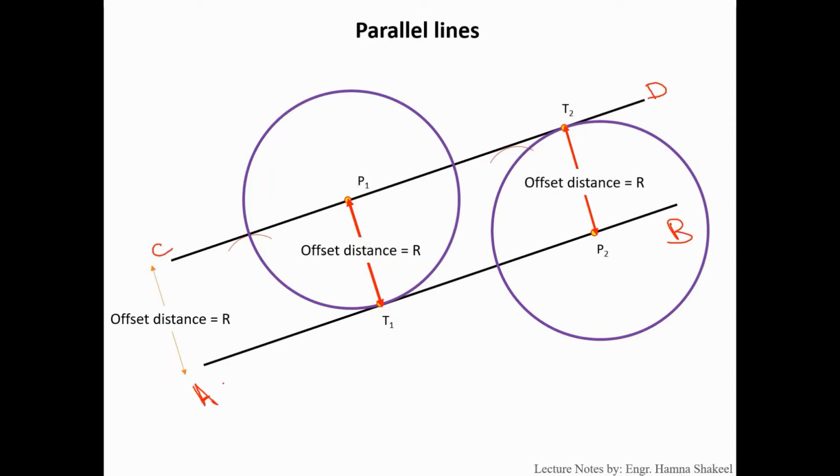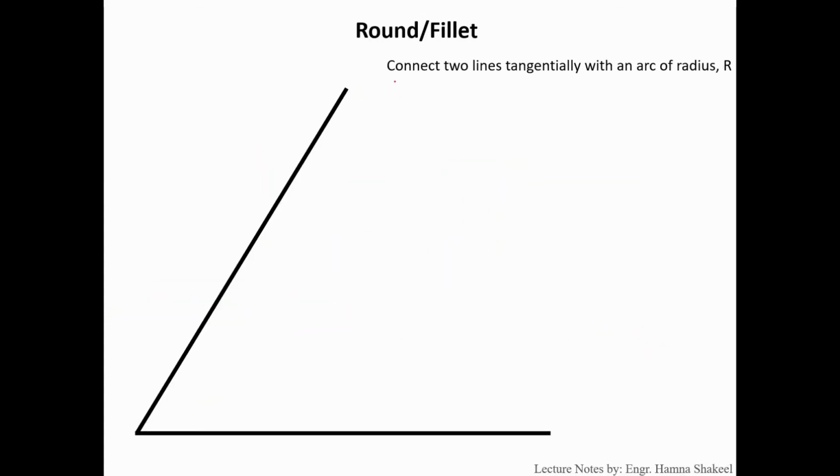So if you take any point on either of these two lines and draw a circle having a radius equal to the offset distance, that circle will touch the other line at a tangent point. The distance between the point you select and the tangent point will be equal to the offset distance, and if you connect the point and the tangent point with a line, that line will be perpendicular to the parallel lines. Let's use this property to connect two lines tangentially with an arc of radius r.